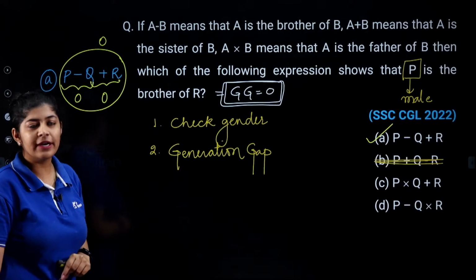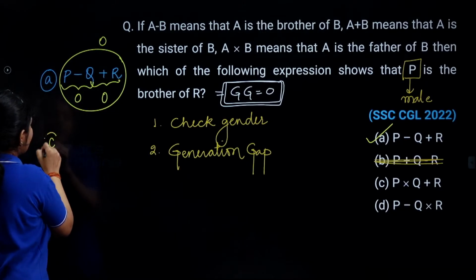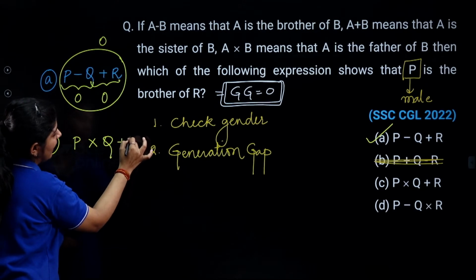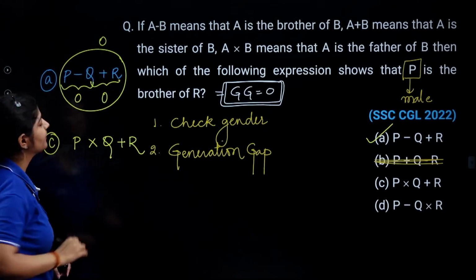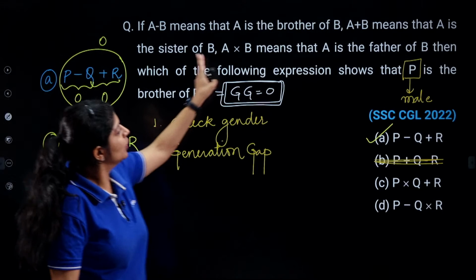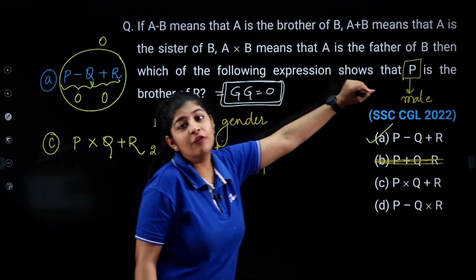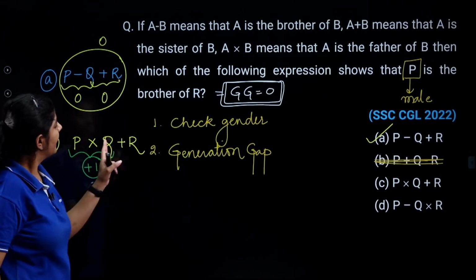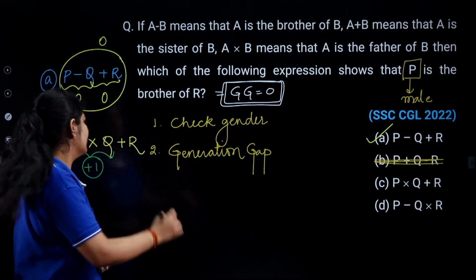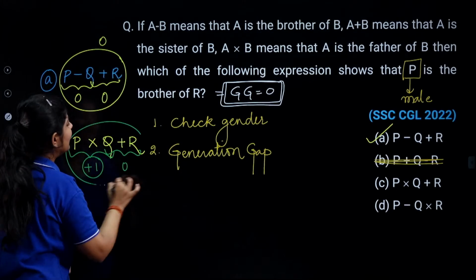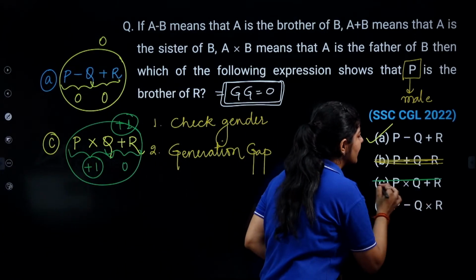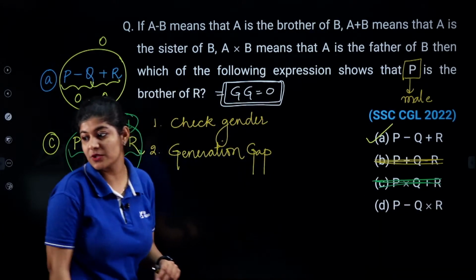So option number B is already eliminated. Let's go with option number C. P into Q plus R. This is what we are having. P into Q, P is a father of Q. P is a father, plus 1. Q plus R, sister, 0. Ultimately, we are getting plus 1 over here. Eliminate, because we need generation gap equal to 0, not plus 1.